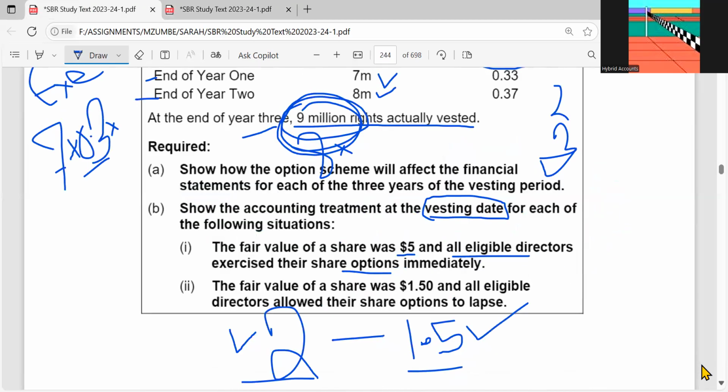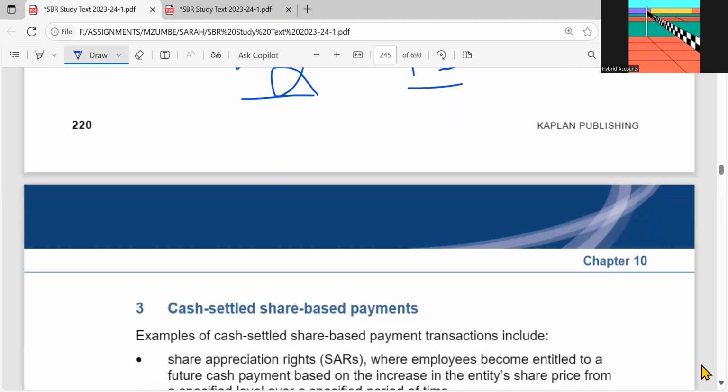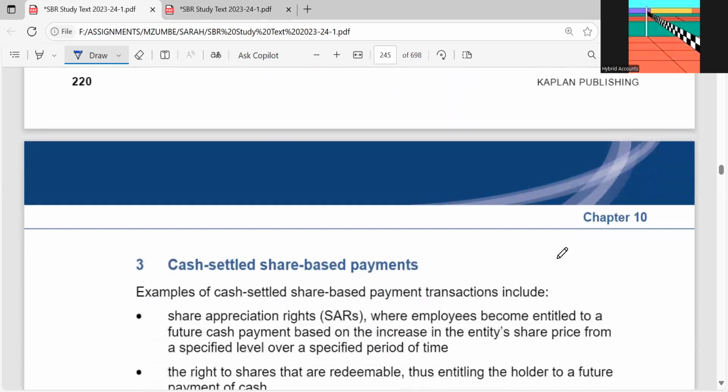And that's all about equity-settled share-based payments. And now what you're going to do is cash-settled share-based payments. All right. Let's take a break a bit, and we'll come back for it. Okay. Thank you.